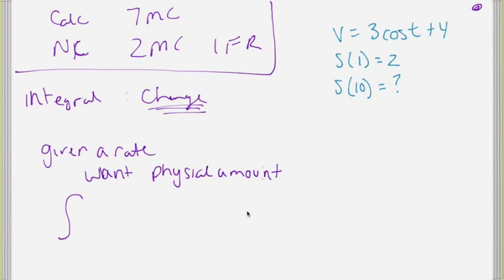Let's make it a little bit more interesting. What do we do? Take the integral of velocity. From 1 to 10. Why from 1 to 10? Because we know what 1 is. Because we know 1 and we want to know 10.